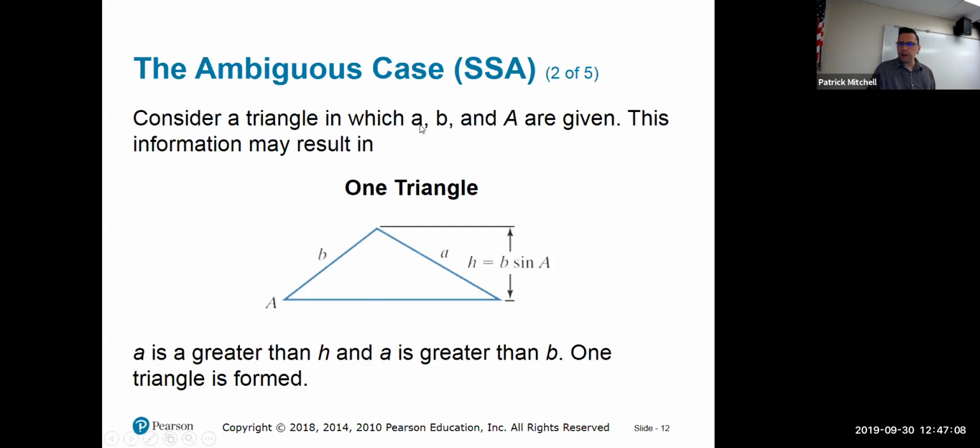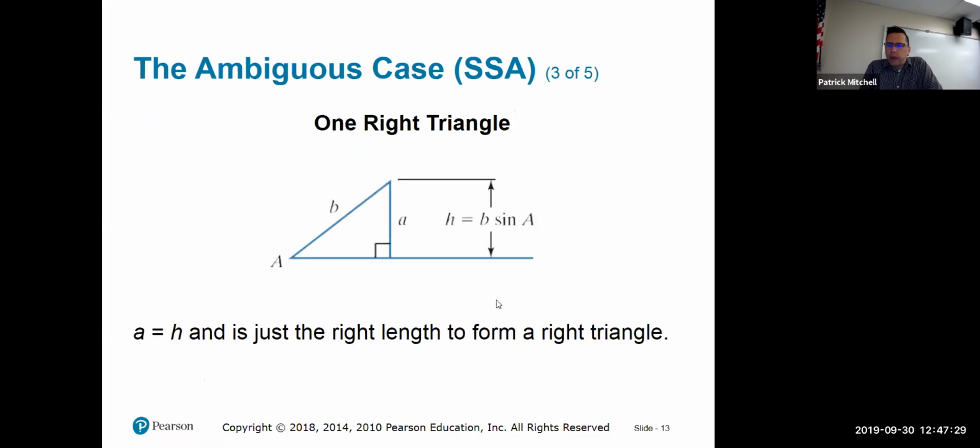That looks like this. So they give you, let's say, side A, side B, and angle A. If side A is greater than the height of the triangle and is also greater than the other side that they gave you, that will give you exactly one triangle that looks like that. This is another example of one triangle. It happens to be a right triangle. That's if side A is exactly equal to H.